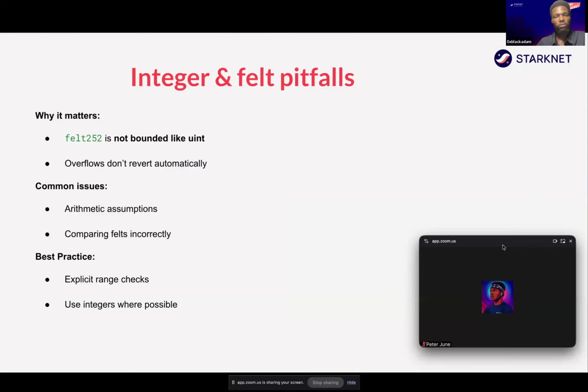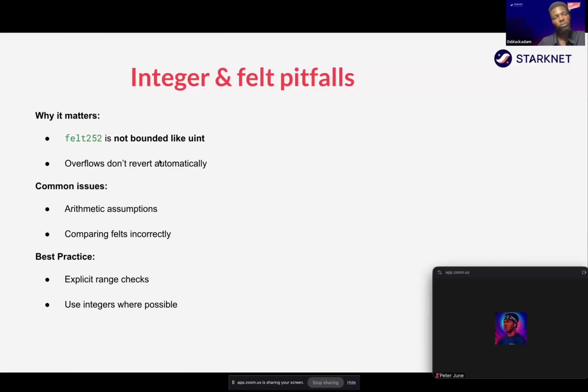Just the way I said, felt252 is not bounded like uint. Overflow and underflow don't revert automatically when you are working with felt252. Some of the common issues we have are with arithmetic assumptions and comparing felt incorrectly. When you're trying to compare felt to u256, there could be mistakes in how you handle that. So you must always have explicit range checks and use integers where possible, just like I said earlier. When you are doing any arithmetic operation, it's best that you use integers to handle your operations and not felt.